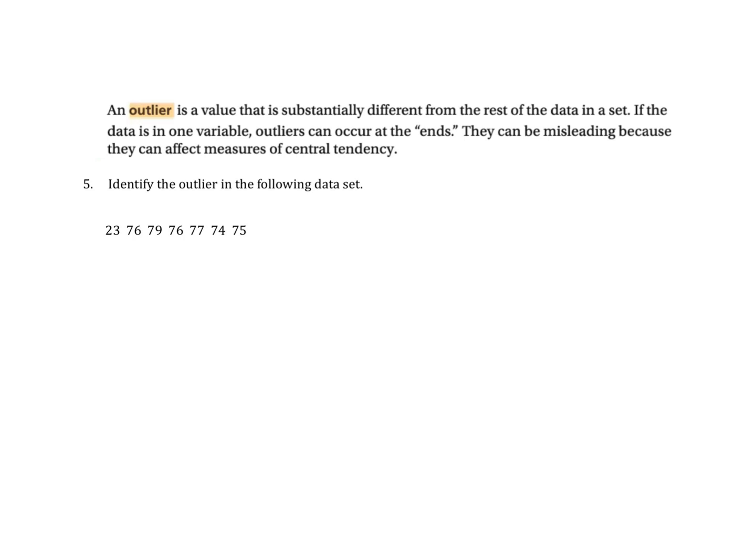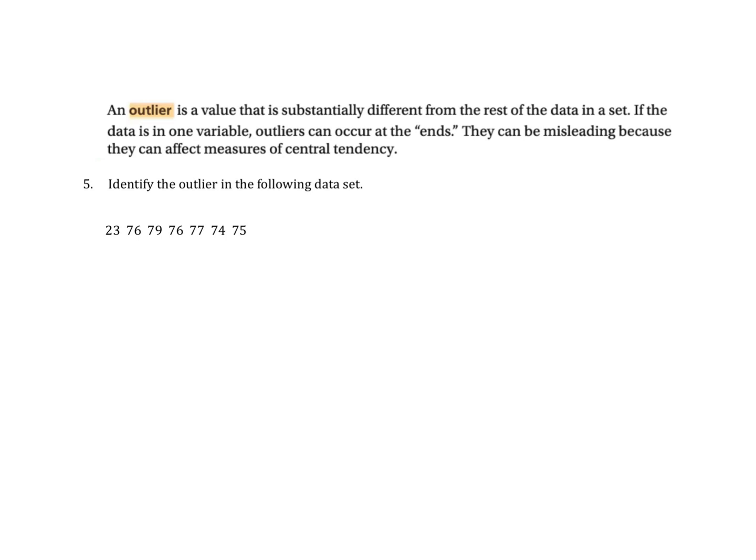Another definition we need to discuss is the word outlier. An outlier is a value that is substantially different from the rest of the data in a set. If the data is in one variable, outliers can occur at the ends. They can be misleading because they can affect measures of central tendency. So one thing we want to explore today is which measures of central tendency are most affected by an outlier.